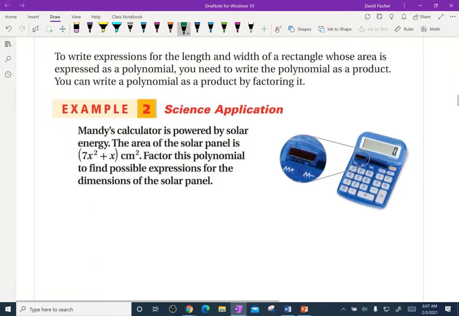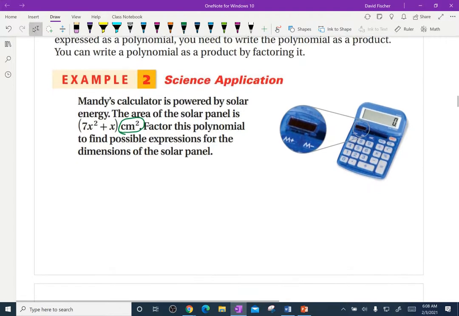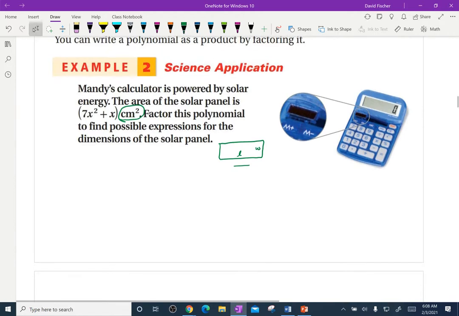All right. So now these are the problems that kids are kind of really struggling with in my class, and it's kind of frustrating because they're making it harder than it really is. If they said that Mandy's calculator is powered by this, and they already told me that this is the area, it's 7x squared plus x centimeters squared. So again, tells me that this thing is a rectangle or a square, and we want to know what the dimensions are. We want to know what the length is and the width is. And so if they told me the area, that means they already multiplied length times width to get it. So if I factor this guy out, well, then I'll get two numbers here that they would have multiplied together.